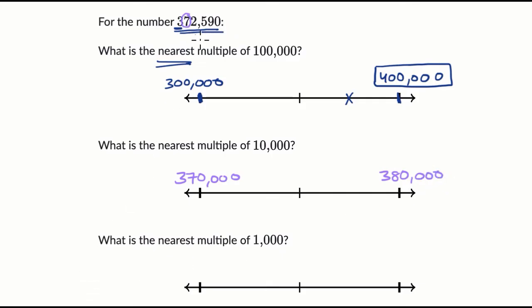Now, where does 372,590 sit? Well, if it was 375,000, it would be right in the middle. So 372,590 is going to be someplace around there. So what's the nearest multiple of 10,000? Well, we're definitely not even halfway between 370,000 and 380,000. We're definitely closer to 370,000. So that's what I would write.